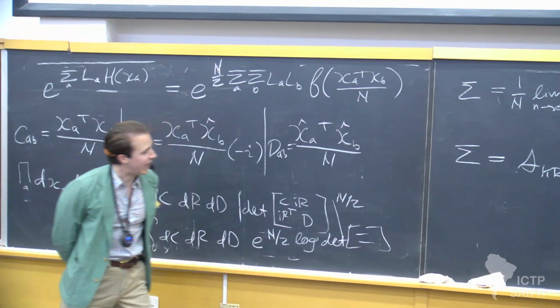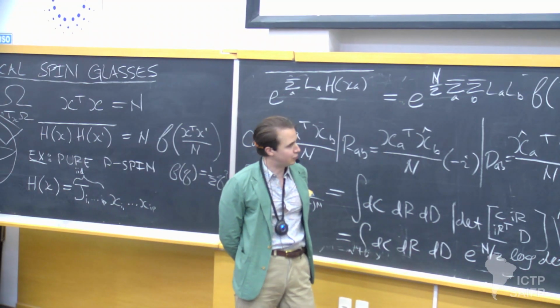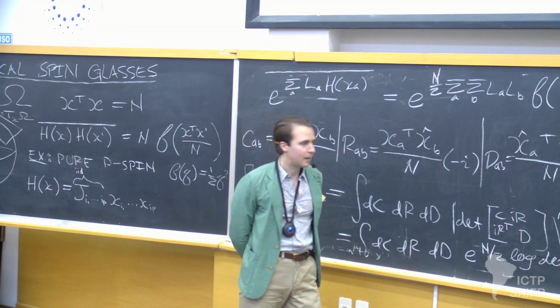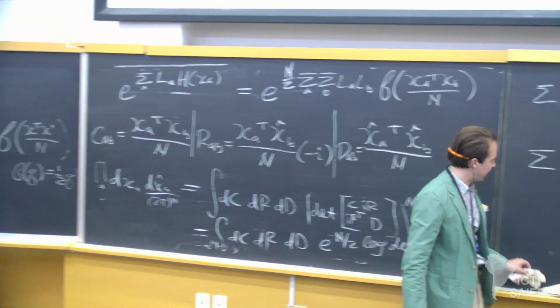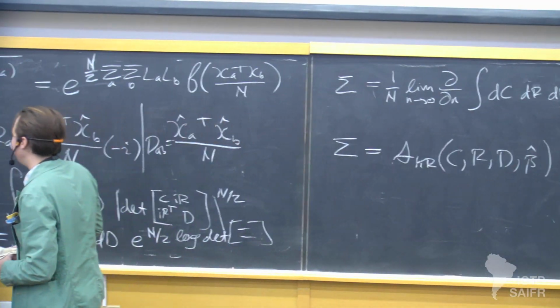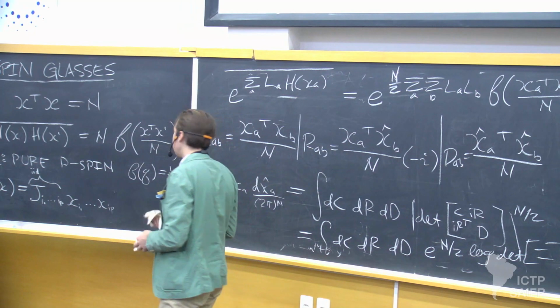So now we've reduced the problem to the problem of finding a saddle point. Now what do we expect the structure of this saddle point to look like?